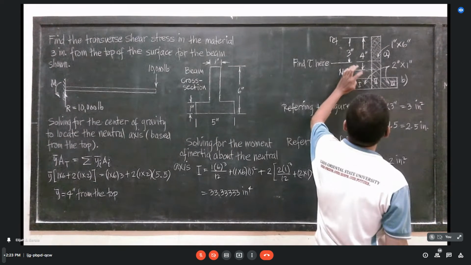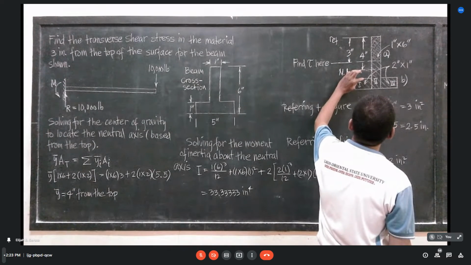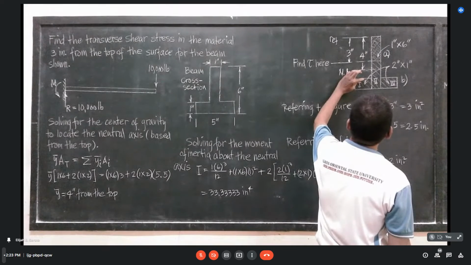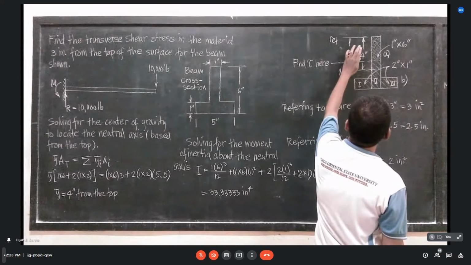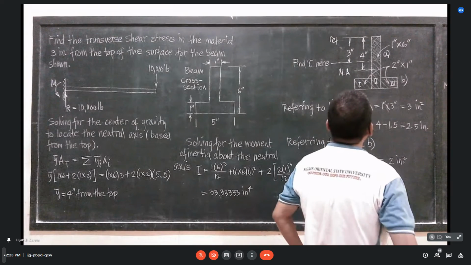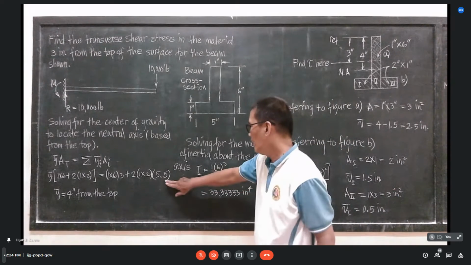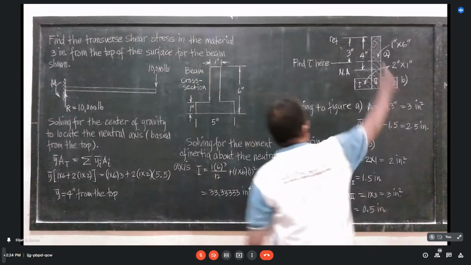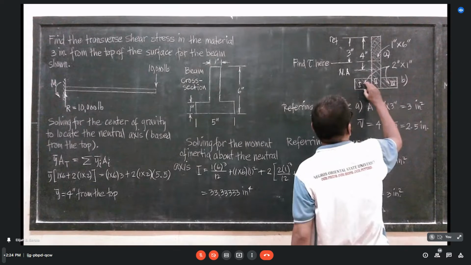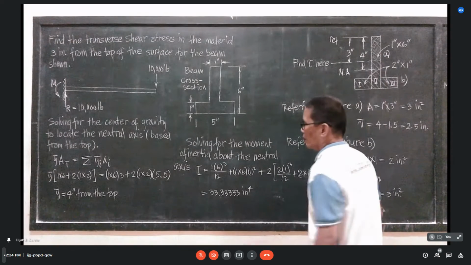Where is our reference? From the topmost. Okay, did I answer your question? Yes, sir, I got it. Okay, so that 5.5 is because that is 6, minus 0.5 from the 6. So 5.5 is our value for this one.